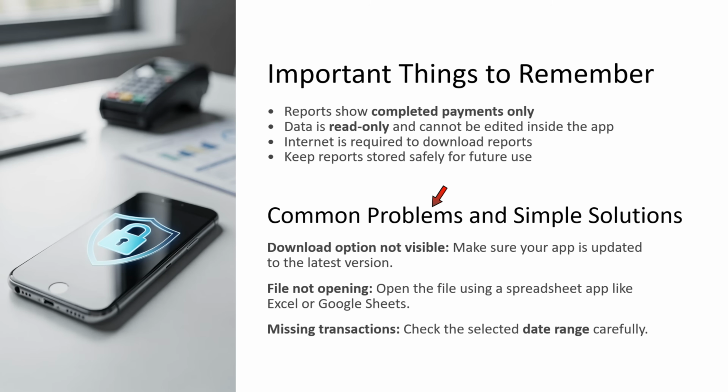Common problems and simple solutions. First one is download option not visible. Make sure your app is updated to the latest version. Second one is file not opening. Open the file using a spreadsheet app like Excel or Google Sheets. Third one is missing transactions. Check the selected date range carefully.